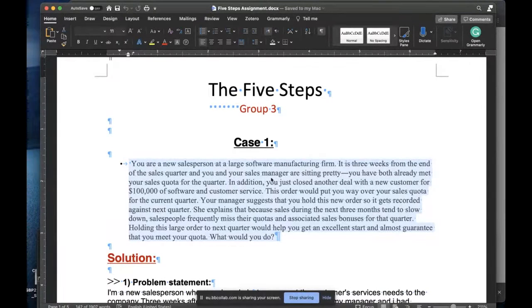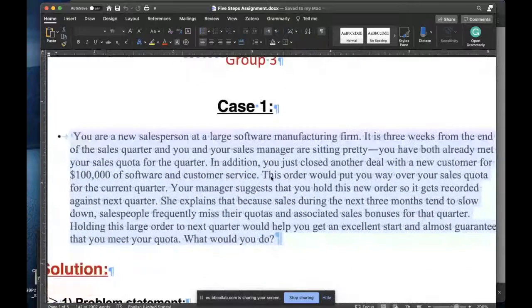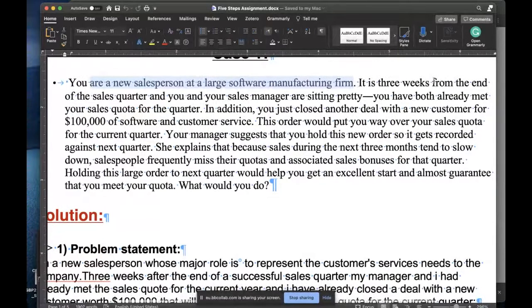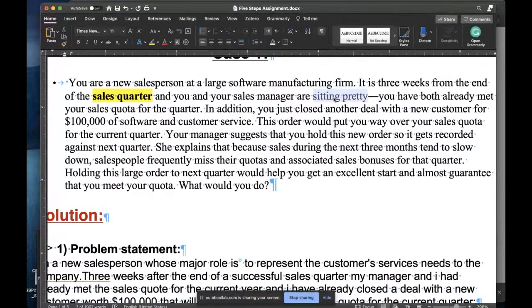Okay, Mariam, can you read the case to us? You are a new salesperson at a large software manufacturing firm. It is 3 weeks from the end of the sales quarter, and you and your sales manager are sitting pretty. You have both already met your sales quota for the quarter. In addition... Okay, stop. A keyword here is sales quarter. Are you familiar with the sales quota? Can you explain for the people that don't know it? 3 months for each quarter.